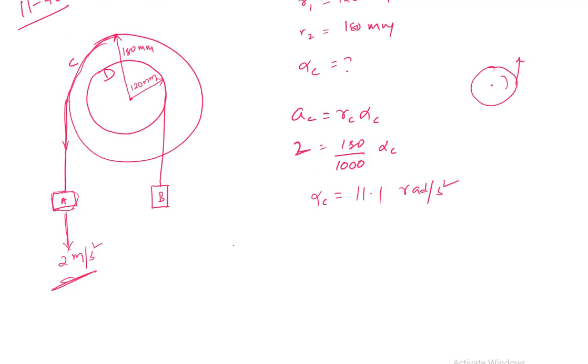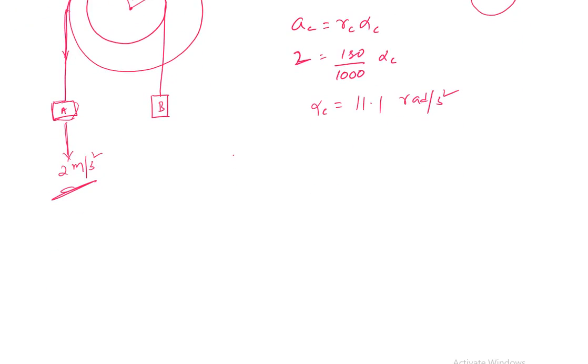Now remember, what did I say? If two bodies that are spinning are tied together, then the angle they cover in the same amount of time would be the same. They would have the same angular velocity, and the same angular acceleration also. So C and D would have the same angular acceleration. That is why alpha D would be the same thing. What changes is the linear velocity or the linear acceleration.